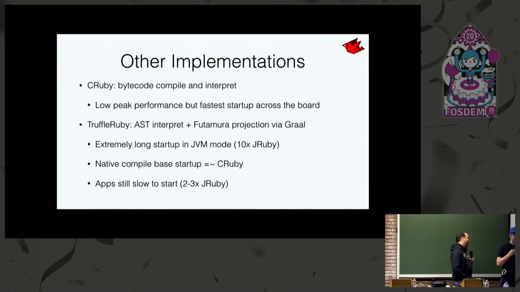The other one that's interesting right now is Truffle Ruby, which is a Ruby implemented on top of Truffle and Graal VM. It's a very interesting project. They show very good peak performance, but they also have this same sort of startup issue, even more so, just because of the way they're designed. They do a lot more interpretation at boot time, so they're solving it in some of the similar ways. We'll talk a little bit more about them later.